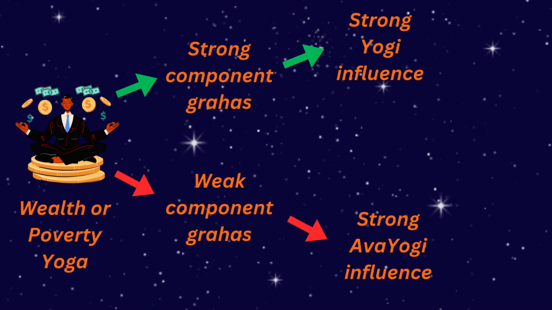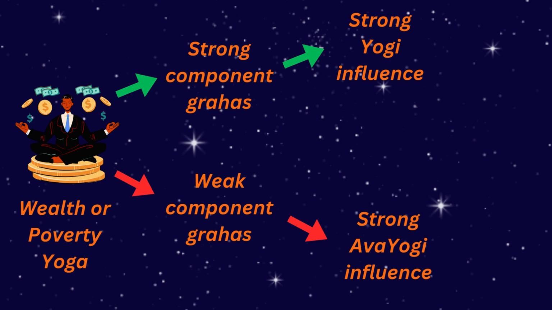On the flip side, for poverty yogas, weak grahas combined with a strong avayogi influence further worsens the chances of wealth, deepening the challenges related to financial matters. In most charts, however, you'll find a mix of these factors. This is where judgment comes into play. By considering the overall strength and placement of each factor, the astrologer can determine whether the overall impact uplifts or downgrades the results of the yoga.